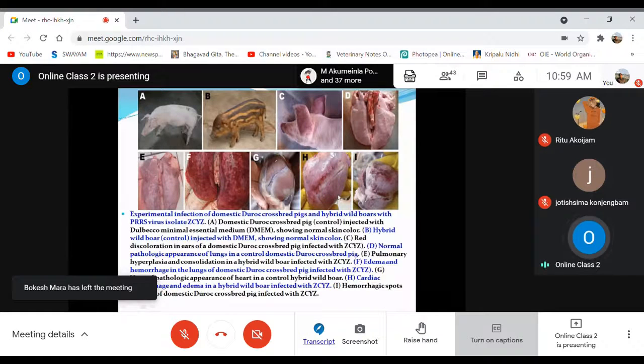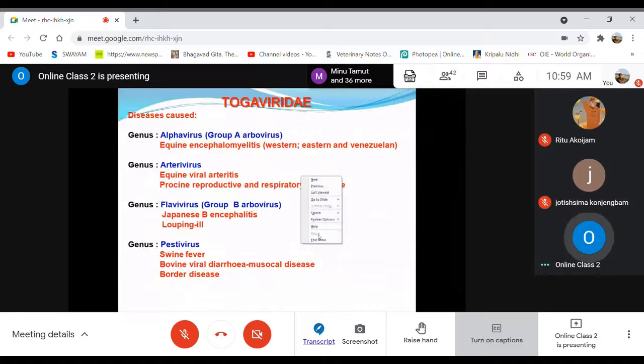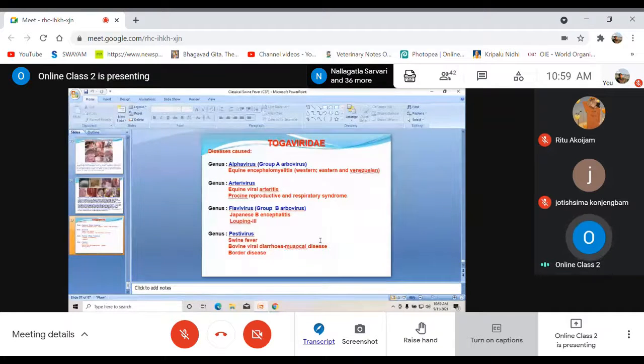These hemorrhagic lesions on the other organs like the heart and other things, right? So that's all for this disease, classical swine fever, and a little bit of differentiating points from PRRS, because PRRS is not there in your syllabus. That's why I have just given some important features of that disease. Okay, because we need to differentiate from this.